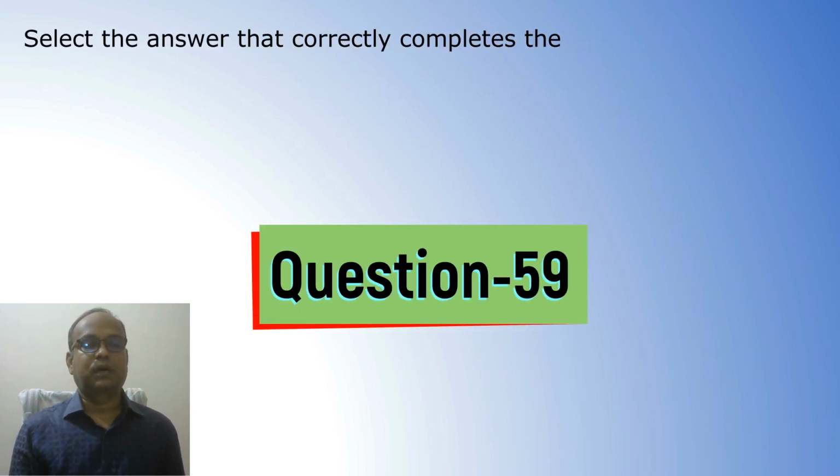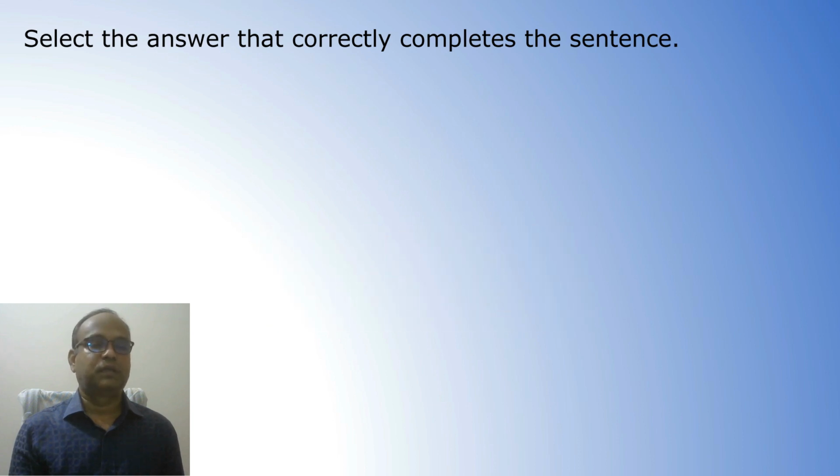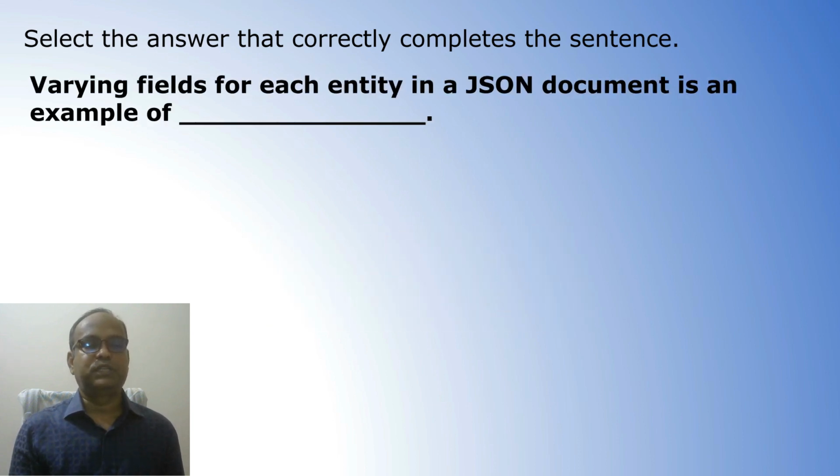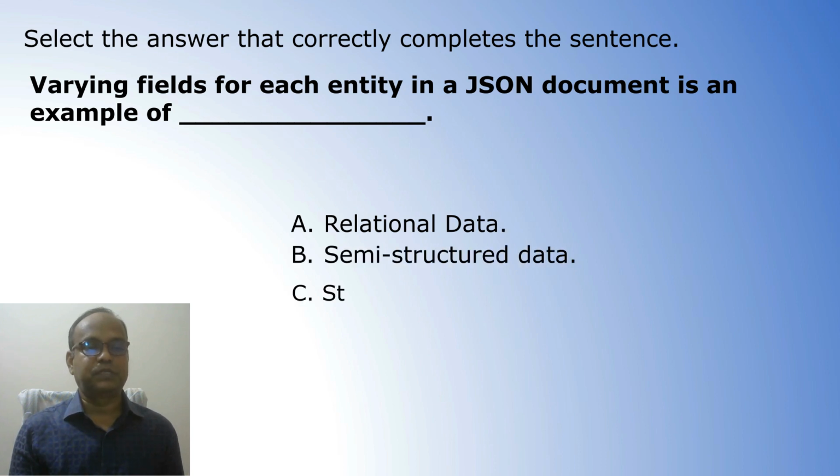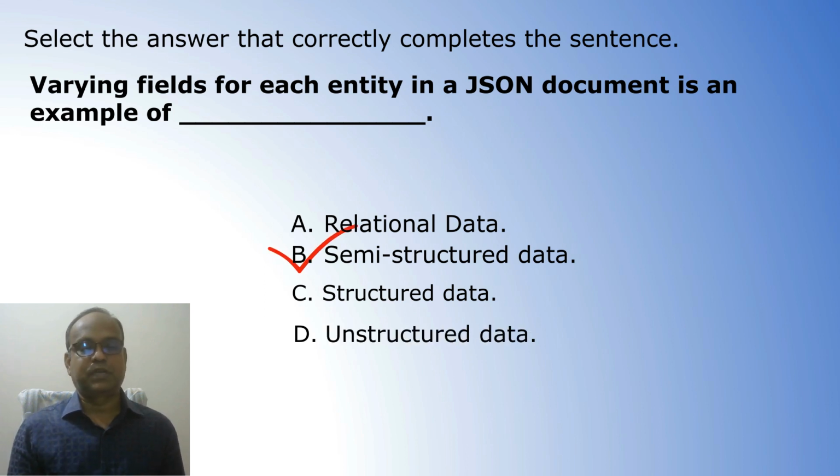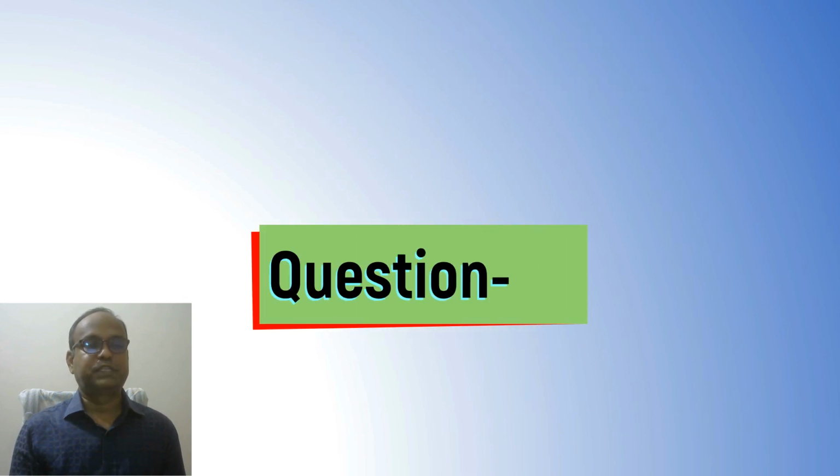Select the answer that correctly completes the sentence. Varying fields for each entity in a JSON document is an example of dash. Option A, relational data. Option B, semi-structured data. Option C, structured data. Option D, unstructured data. Answer. The correct option is semi-structured data because in some semi-structured data formats such as JSON, datasets are frequently a simple concatenation of multiple documents. Next question, question number 60.